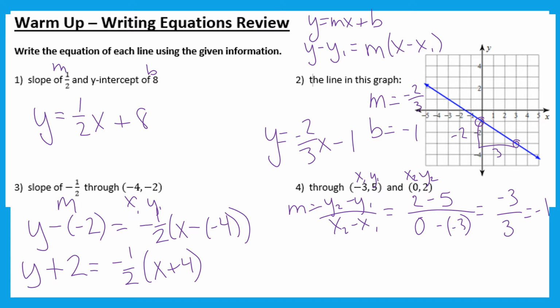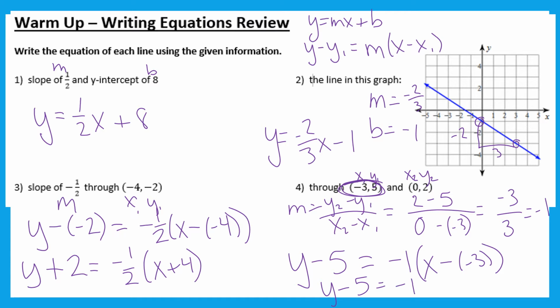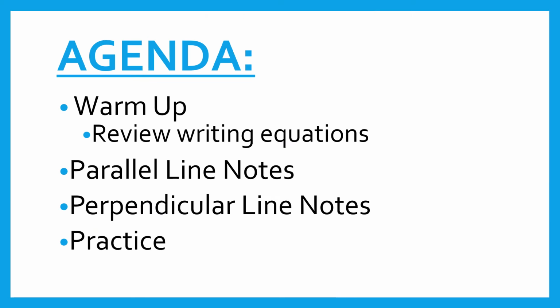And then I'm going to choose one of those points. I'm going to choose the first one, so -3, 5. So I'm going to use point slope form since I have a point and the slope. So y minus 5, since that's the y-coordinate, equals -1 times x minus -3, which now I need to simplify. So y minus 5 equals -1 times x plus 3 is the answer there. Okay, so just a quick review, kind of some work on how to write equations. You're going to see that we're going to use point slope form today in our writing of our equations.